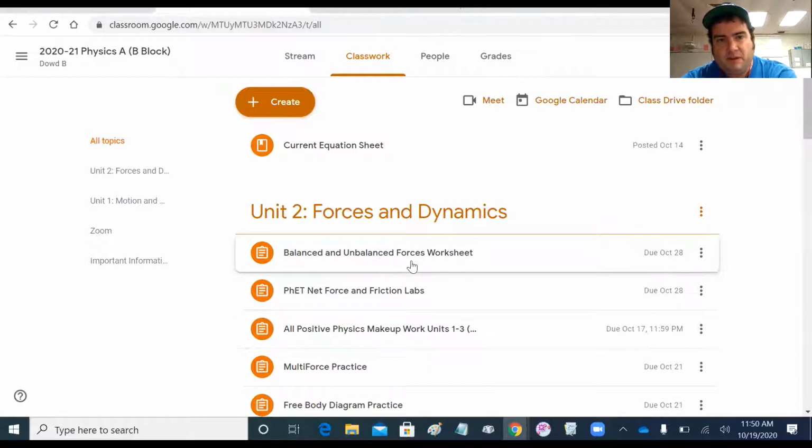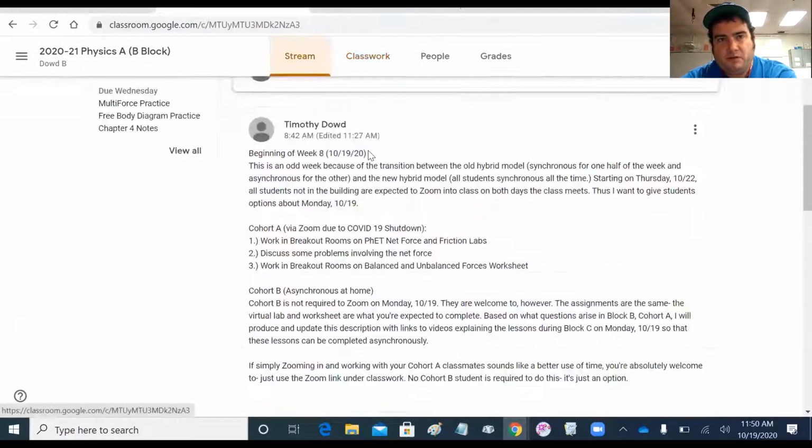This second assignment, balanced and unbalanced forces, that's what we spent the bulk of class working on, and that's what this lesson is going to be about. So my hope is by the time you're done with this, you'll have a pretty good idea of how multiple forces add together and how we can do different calculations to relate force, mass, net force, velocity, and acceleration. This video is intended for students who were working on it asynchronously or who missed class for any reason or who would like to review.